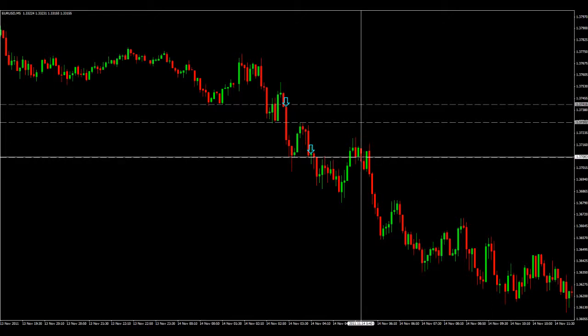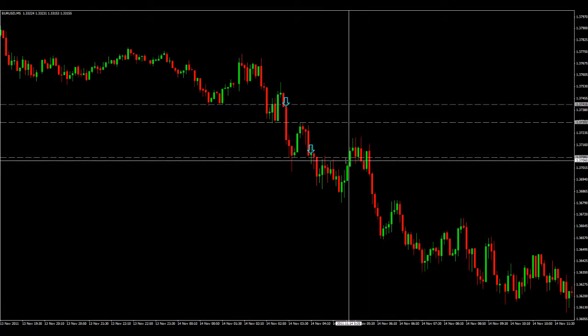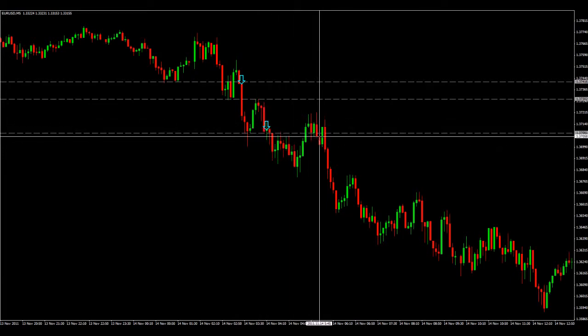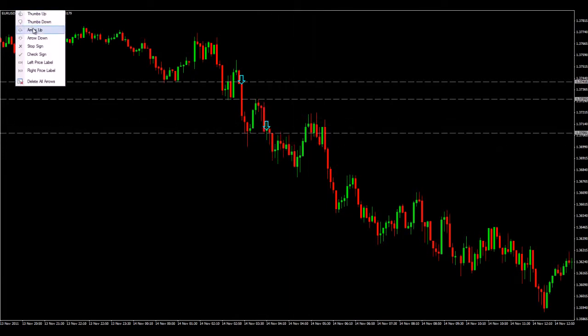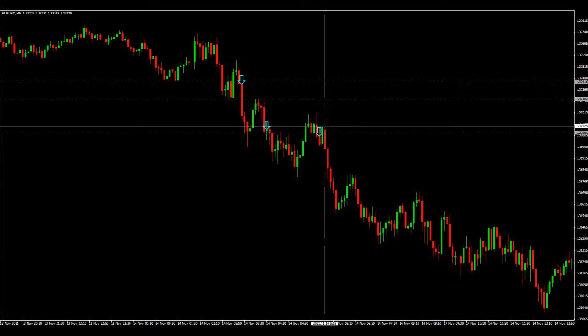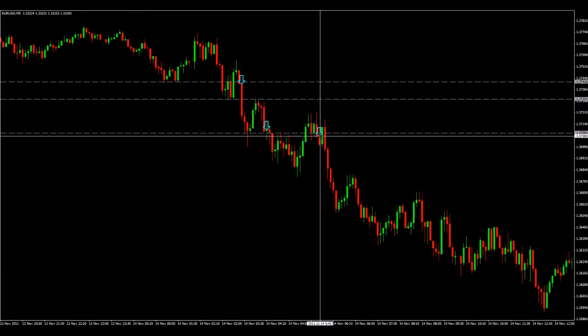So as you can see right here, we had the bar break down again, break that support line, and so our entry would have actually been at the top of this red candle right there. Now as you can see, we had the next green bar that came right back up and retraced back over this support line. However, again, we're already in the trade, so we just got to hope for the best here.